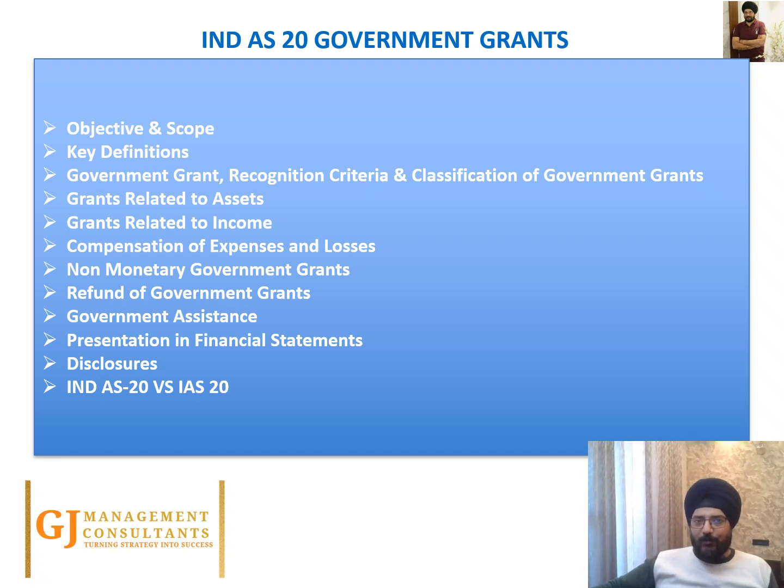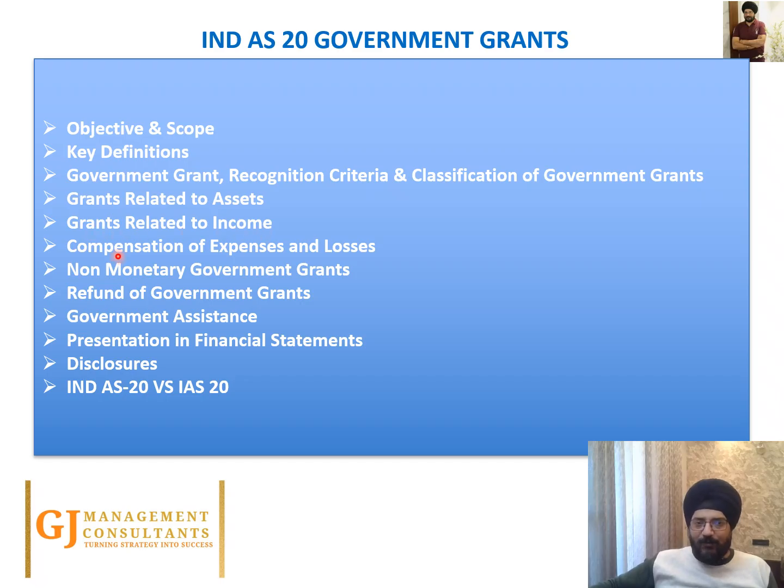So today we are here to present on IND AS 20, which is government grants. The key topics that we are going to cover today are the objective and the scope, key definitions. We'll talk about what is the government grant, what is the recognition criteria, and the classification of government grants. We'll talk about grants related to assets and grants related to income.